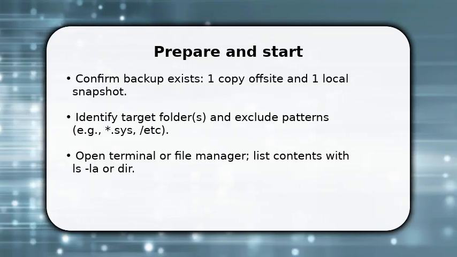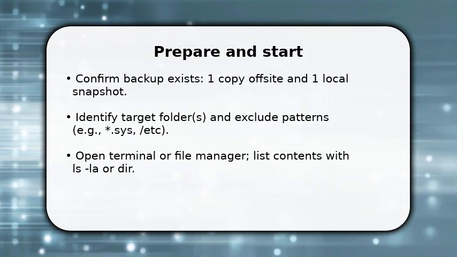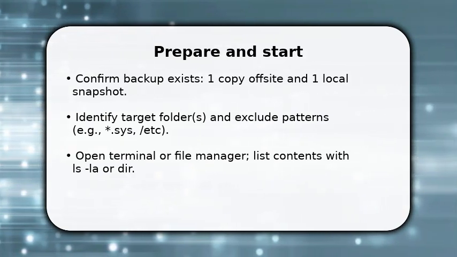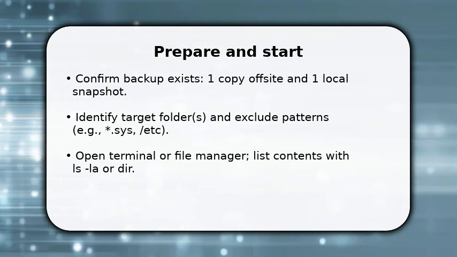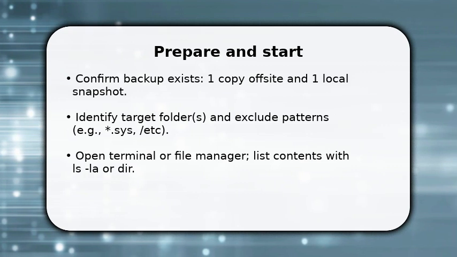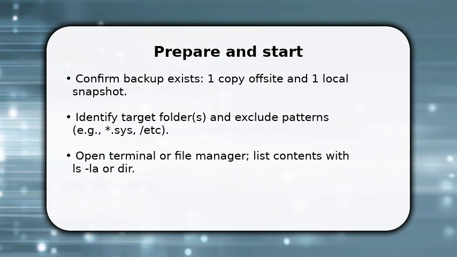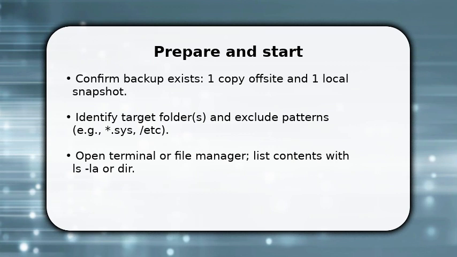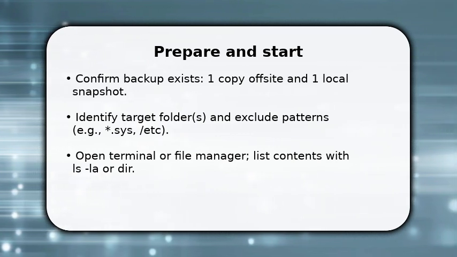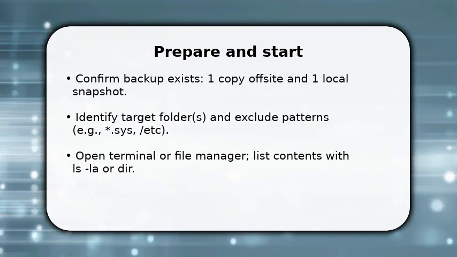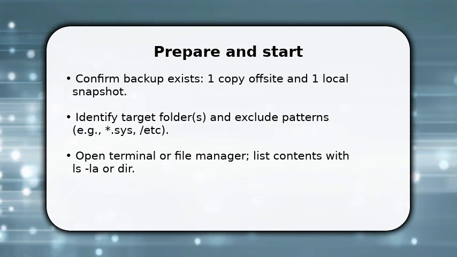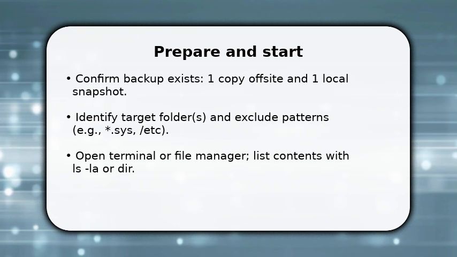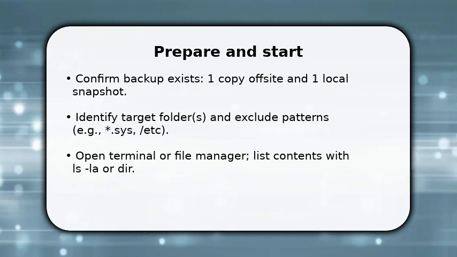You begin by making sure you have recoverable copies. If you don't, stop and create a backup now. Once done, identify exactly which folders and file types you will remove and note exclusions so you don't delete system data. Then open a terminal or your file manager and list the directory contents to confirm targets. Use ls -la to reveal hidden files and verify counts. This lets you proceed confidently and avoid accidental loss.